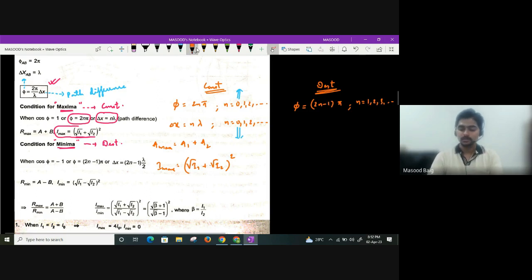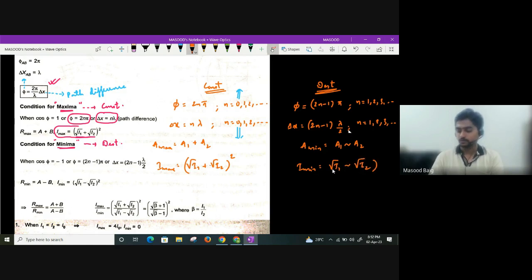Clear? In the same manner, path difference, if I consider, you will get it as (2n minus 1) into λ divided by 2. Here also n value will start from 1, 2, 3, and so on. And here amplitude will be minimum, guys. It will be given as a1 minus a2, and intensity will also be minimum, which will be given as root I1 minus root I2 whole square. These things you should know in constructive and destructive interference.